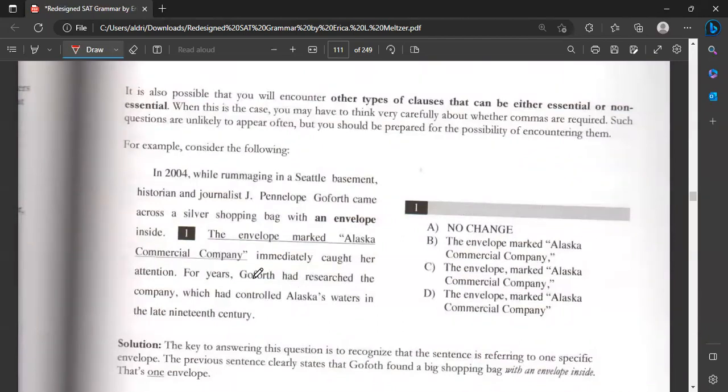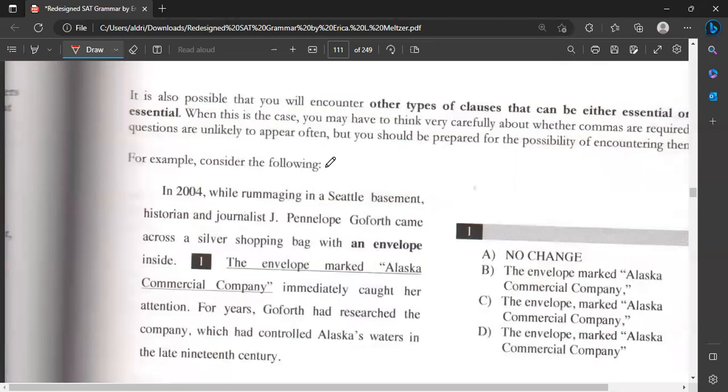Okay, let's look at this example. We are nearing the end. So we just have to look at one more type of non-essential clause after this. I want us to look at this example real quickly. This looks like a good example.